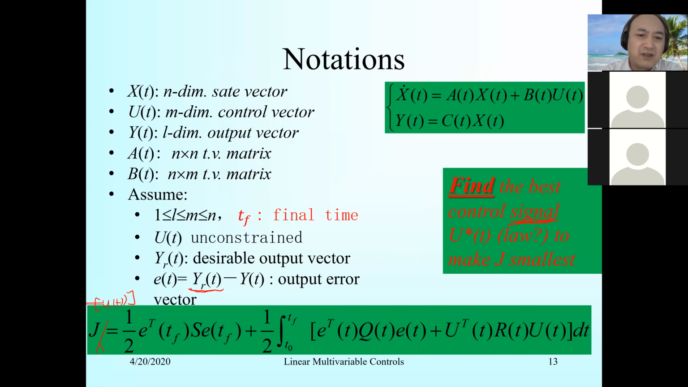So a reference is given. I want the system output to follow this one with an error as small as possible. And it is reasonable to put a penalty on the final time, saying that at the end point, this should be emphasized to be as small as possible. So this is the usual dimensionality definition: n states, m inputs, l outputs. A and B could be time varying. And here, you can assume that the number of inputs is smaller than or equal to this. This is a reasonable assumption about dimensionality.